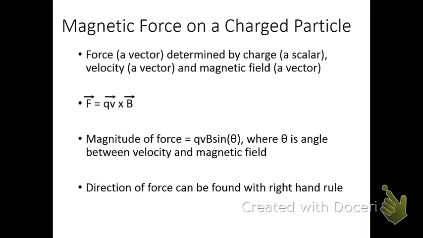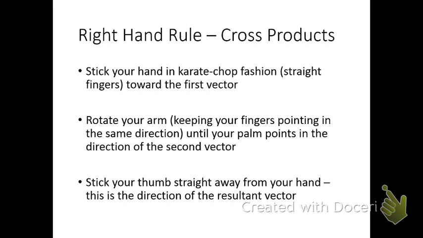Fancy. And that's the magnitude. That's your raw value. Every vector also has a direction. You can find the direction with the right-hand rule. So for cross products, take your right hand, palm open, and stick your fingers straight toward the first vector. In this case, it'll be the velocity of the particle.